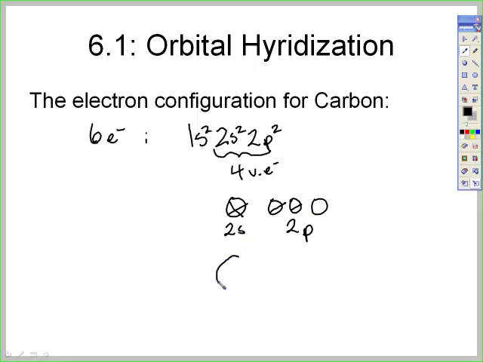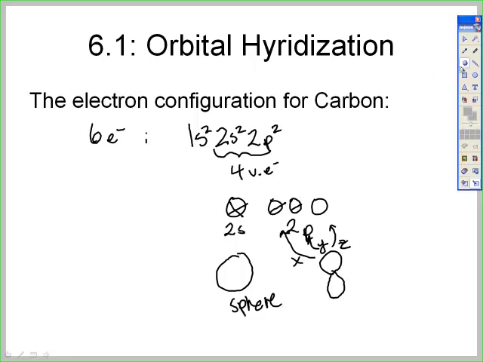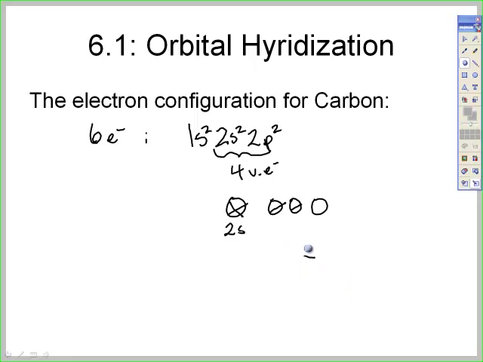Now remember, the 2s orbital is going to look like a sphere. The 2p orbitals are going to look like peanuts, 1 in each plane, so the XYZ plane. All right, well, all that stuff that I told you about the orbital shapes for carbon is not entirely true. So for carbon, being the way that it is, with the 2 valence electrons in the p and the 2 valence electrons in the s, carbon does what we call orbital hybridization.